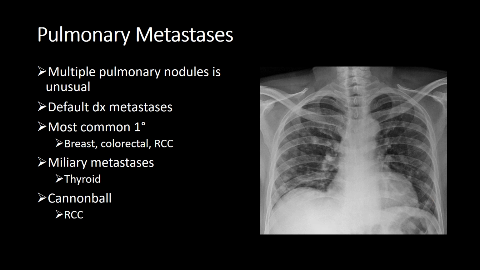Now some tumours have a predilection for innumerable small metastases, and this is described as a miliary pattern, and that's usually from thyroid. Now some can be really large, well circumscribed, with rounded pulmonary mets. And these are classically called cannonball metastases from renal cell carcinoma.